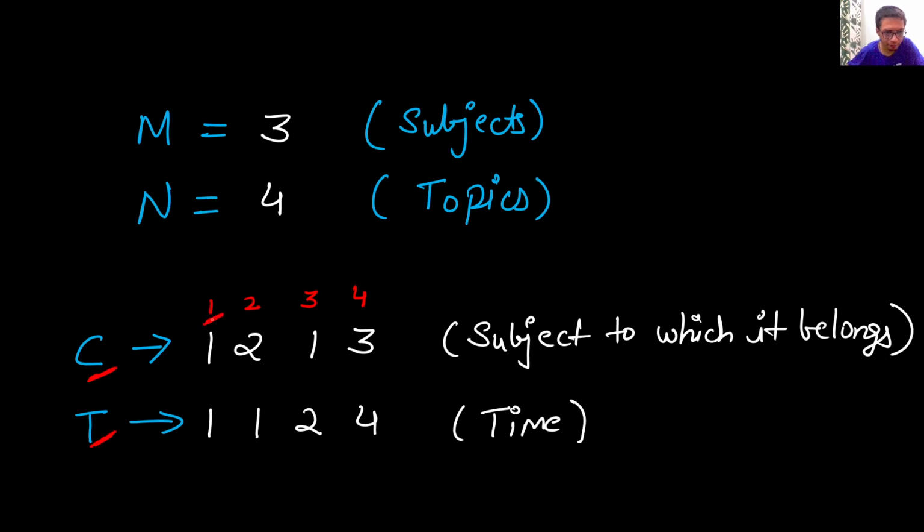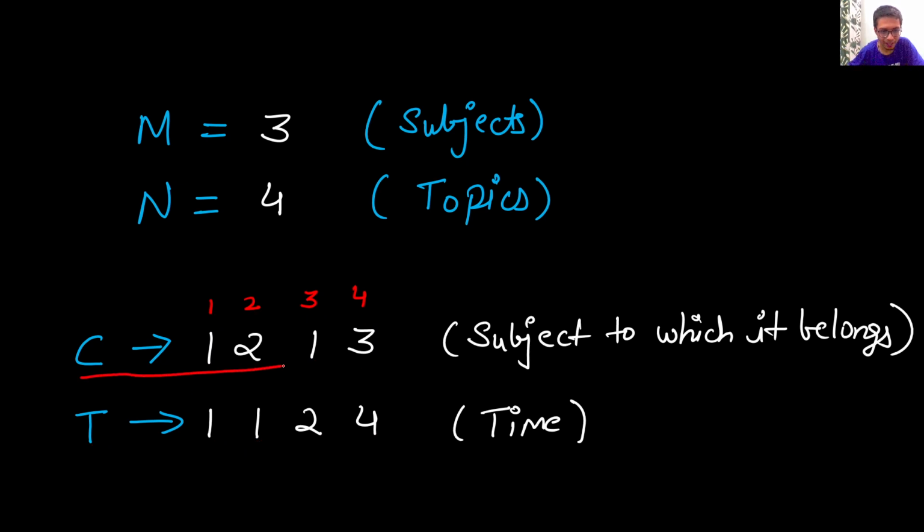Now, topic number 1 belongs to the very first subject, and this first topic takes 1 hour to be completed, right? The second topic is from the second subject, and in order to complete the second topic, we would require 1 hour. The third topic is from the very first subject, and it would be completed in 2 hours. The fourth topic is from the third subject, and it would be completed in 4 hours, right?